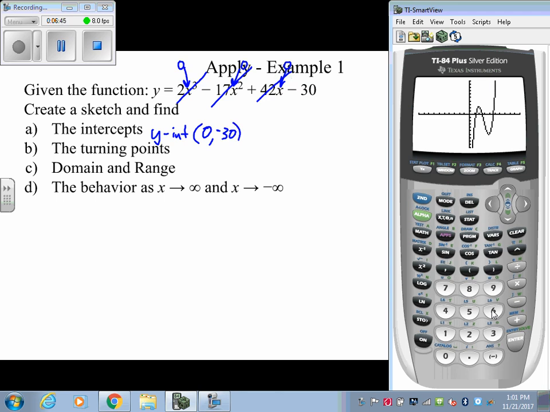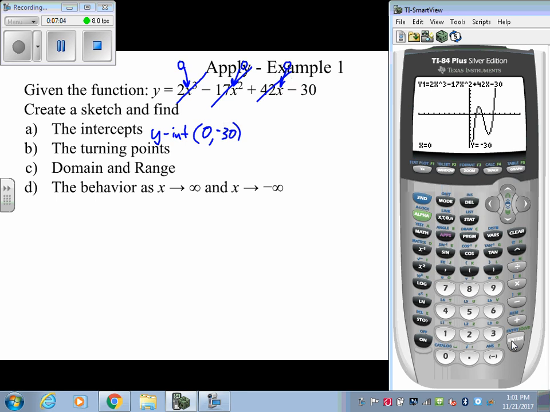Another way we can get that is to go to second trace, our calculate key, and click the first option, which is value. That allows us to put in an x value. If I plug in a 0, which is what happens when we're at our y-intercept, and press enter, I see that it occurs when y is negative 30.